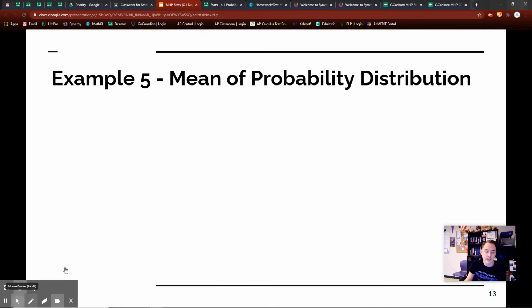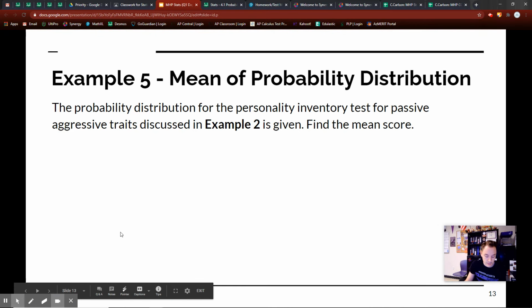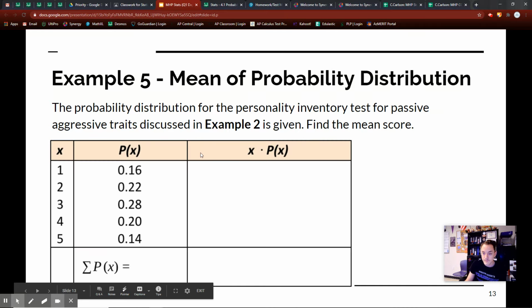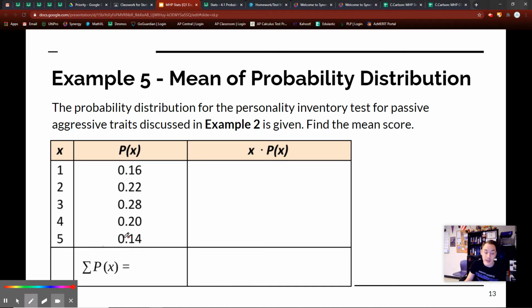So let's find out how to do this. Find the mean score of this probability distribution. Now, this is the one that we did in example 2. I think it was example 2A, 2-1. Yeah, so this was example 2-1.